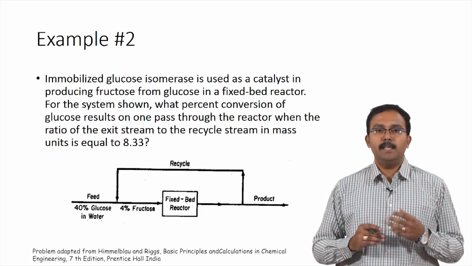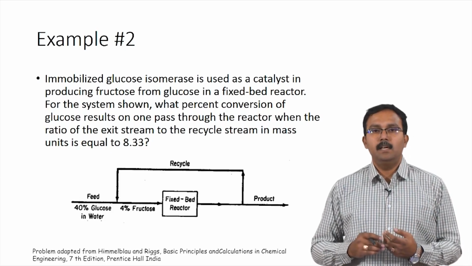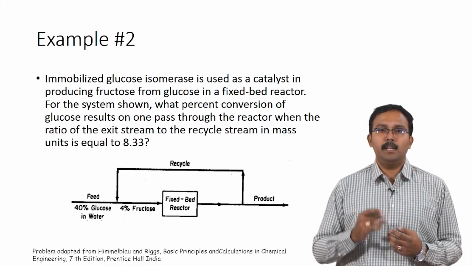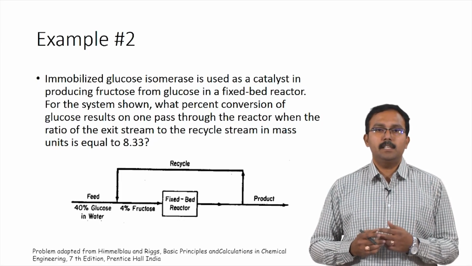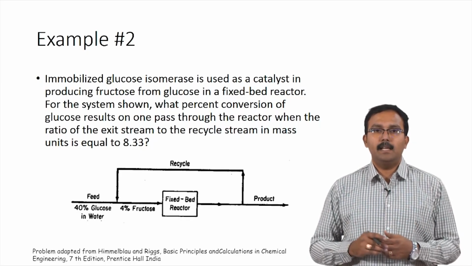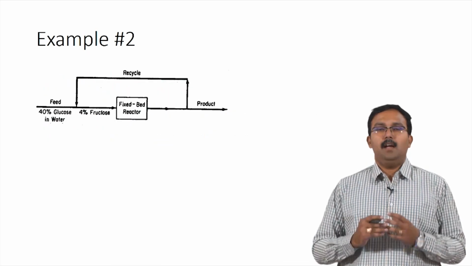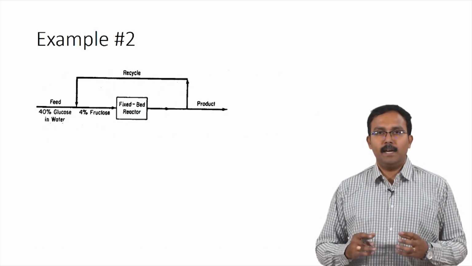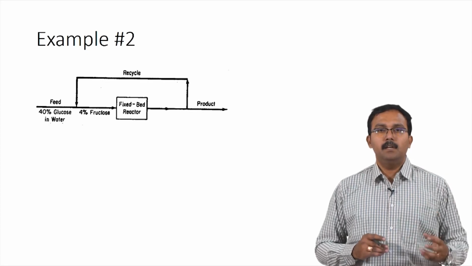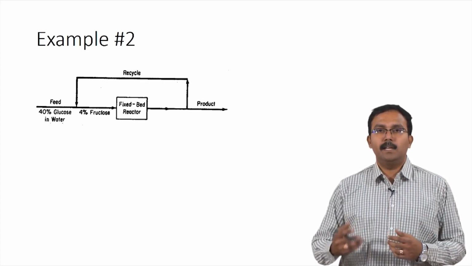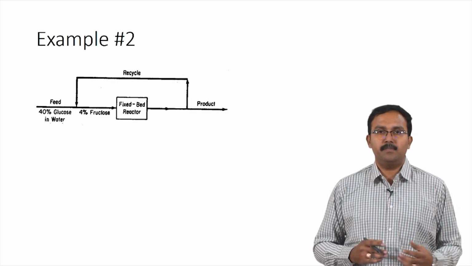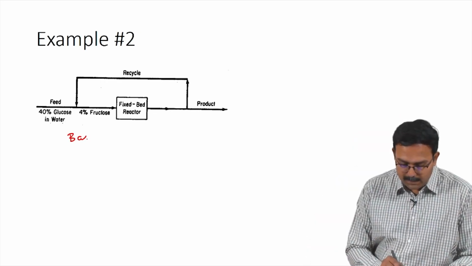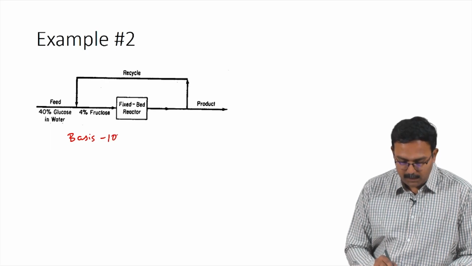So, you have been given information about the fresh feed, the gross feed, and you have also been given the information about the ratio of exit stream to the recycle stream. With that, we need to calculate the percentage conversion for a single pass through the reactor. Let us see how we go about this problem. As with any material balance problem, the first step is to identify the basis for the problem. Here, no masses or mass flow rates have been given, so we can assume a basis which is convenient for our use. So, here I have assumed 100 kilograms of fresh feed as the basis.